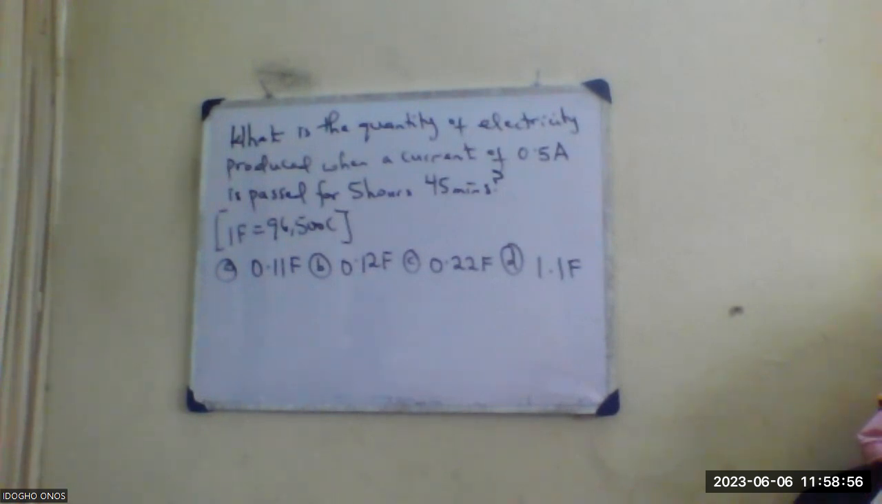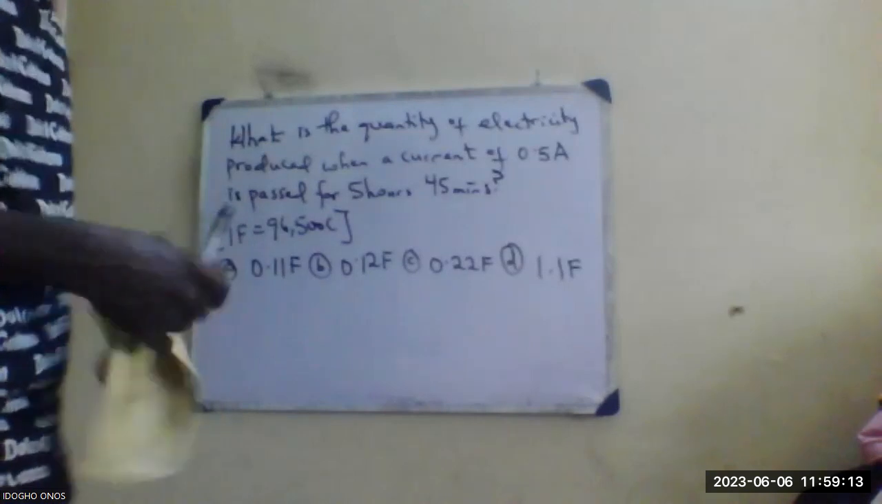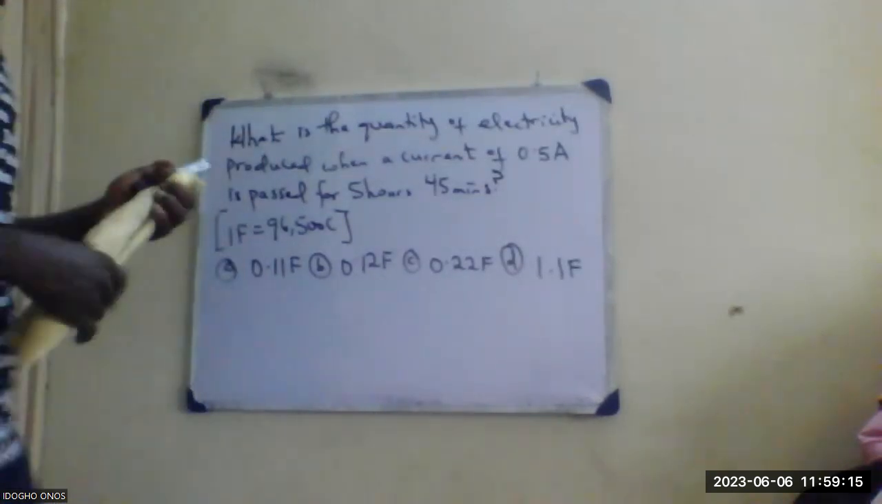What is the quantity of electricity produced when a current of 0.5 amps is passed for 5 hours, 45 minutes? 1 Faraday is 96,500, with the options on the board. So what we'll do here is quite straightforward.